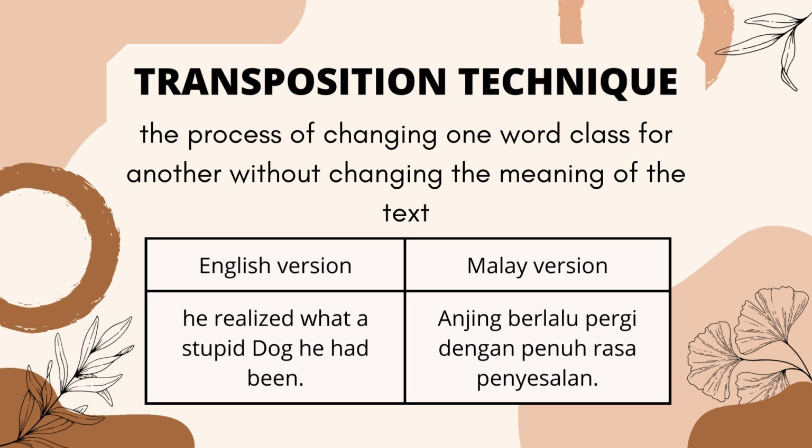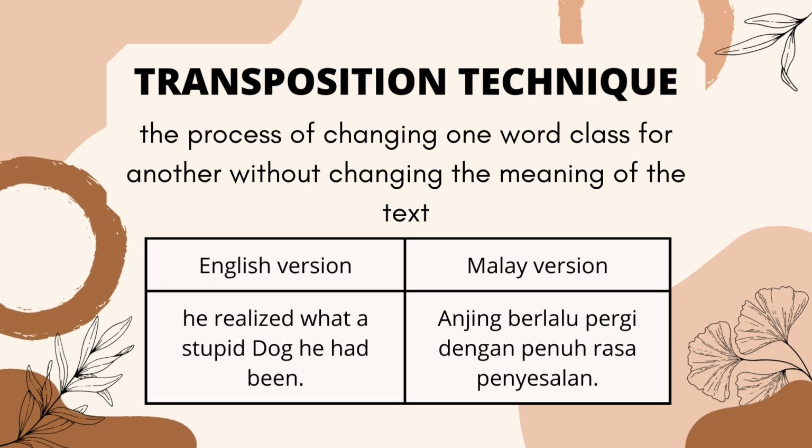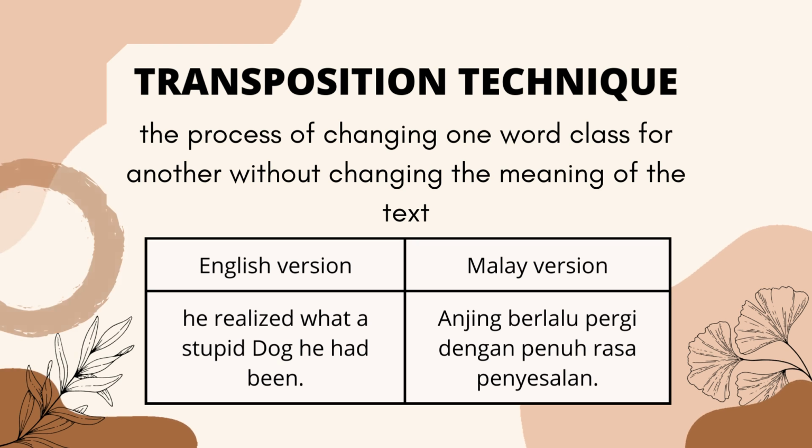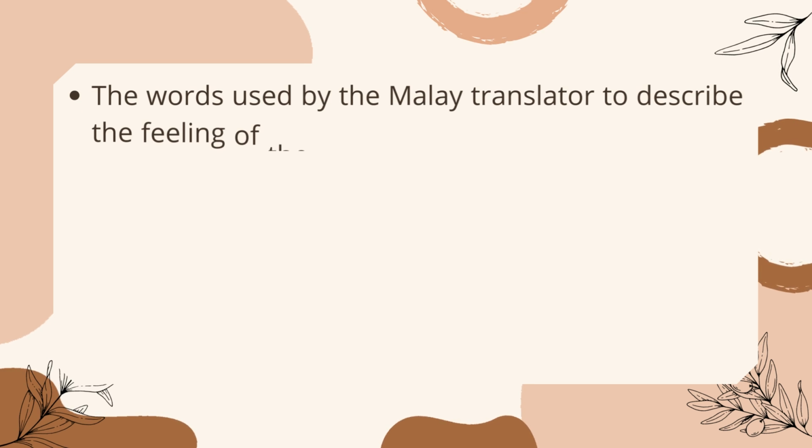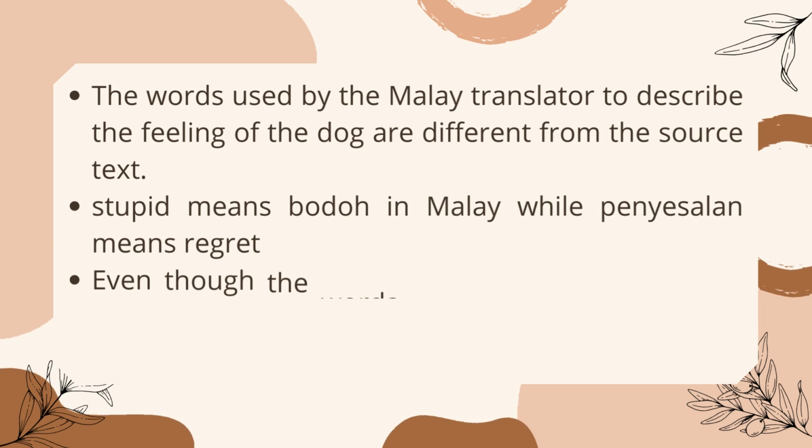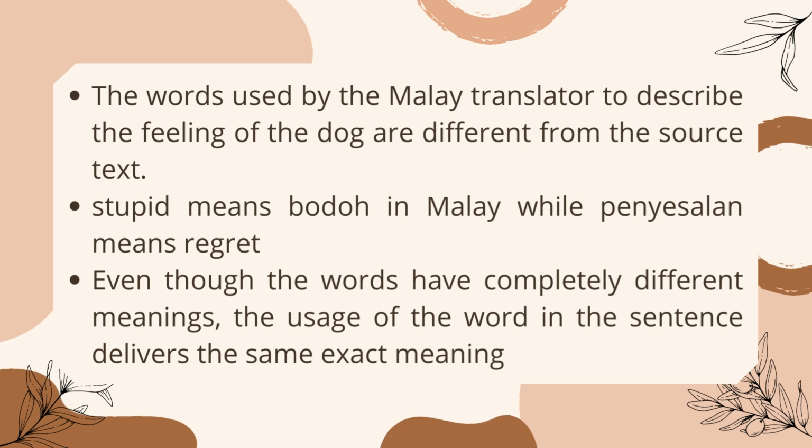The third translation technique used by the translator is transposition technique. Transposition technique is the process of changing one word class for another without changing the meaning of the text. The words used by the Malay translator to describe the feeling of the dog after the incident, based on the text in the table, are different from the source text. In the English version, it uses the word stupid, which means bodoh in Malay, to describe the dog's feeling, while the Malay version uses the word penyesalan, which means regret in English.